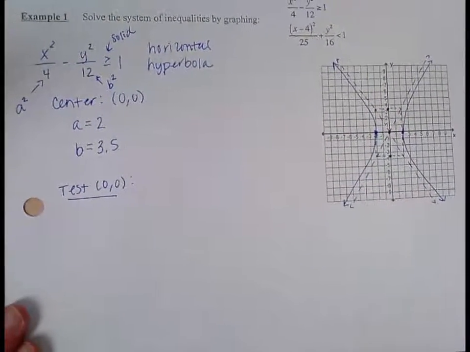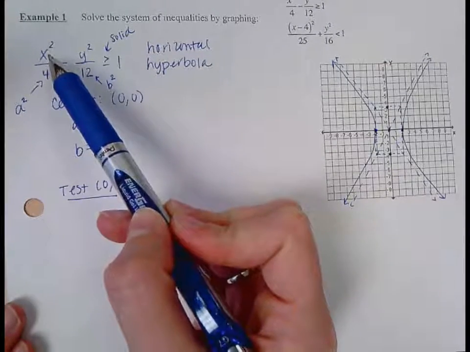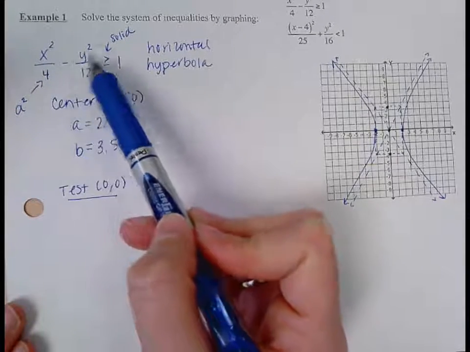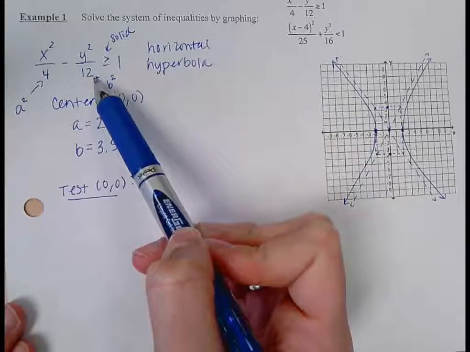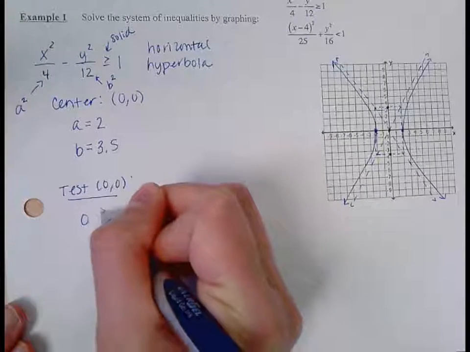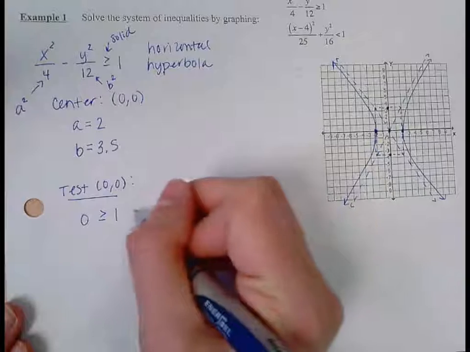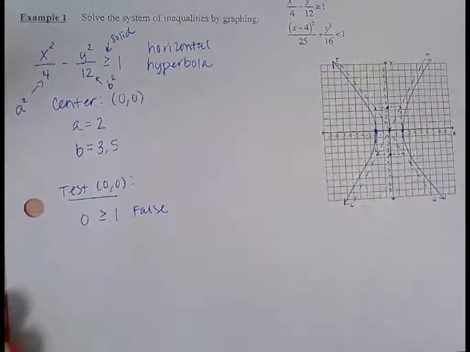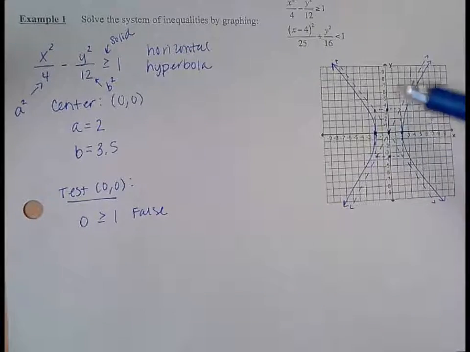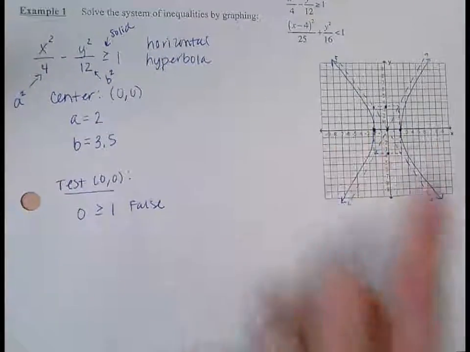So if I test 0, 0, substitute 0 in for x and y. For the x, I would have 0 squared over 4, that's 0, minus, for the y, 0 squared over 12 is still 0. So the left side of that inequality is just going to be 0, and then I have greater than or equal to 1. 0 is not greater than or equal to 1, so that's false. If it was true, I would shade everything where 0, 0 is, which is in between. Since it's false, that means I'm shading both outer regions.